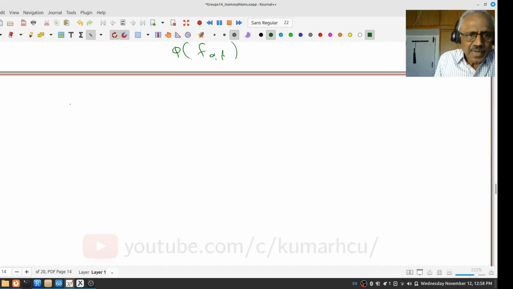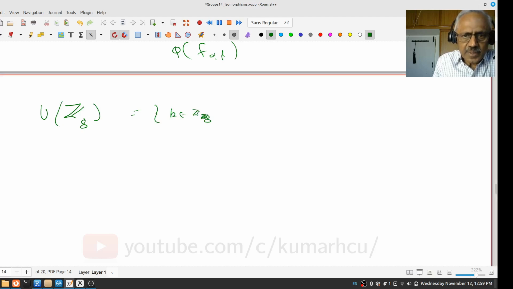So let us look at Z8 and let us look at the units in this. Okay, that is the set of all k in Z8 so that k is invertible under multiplication.